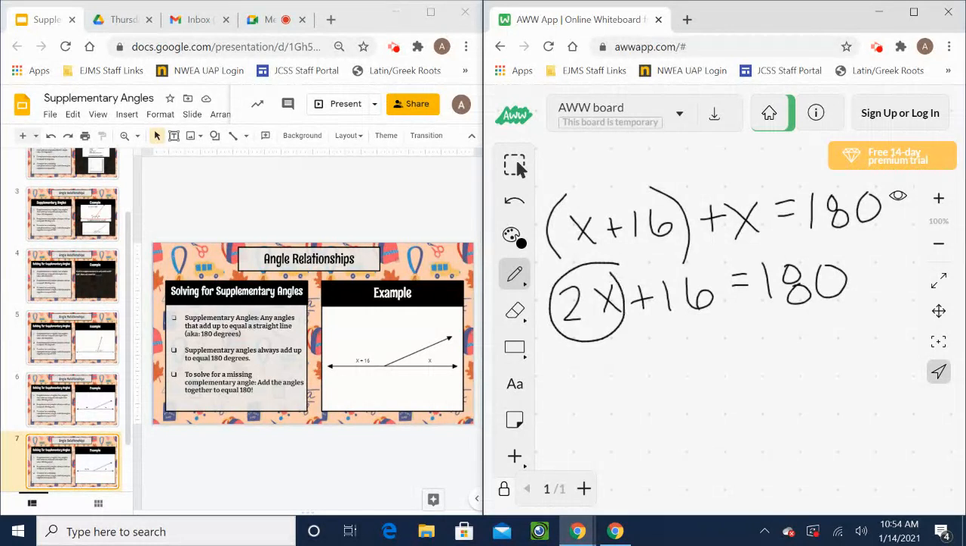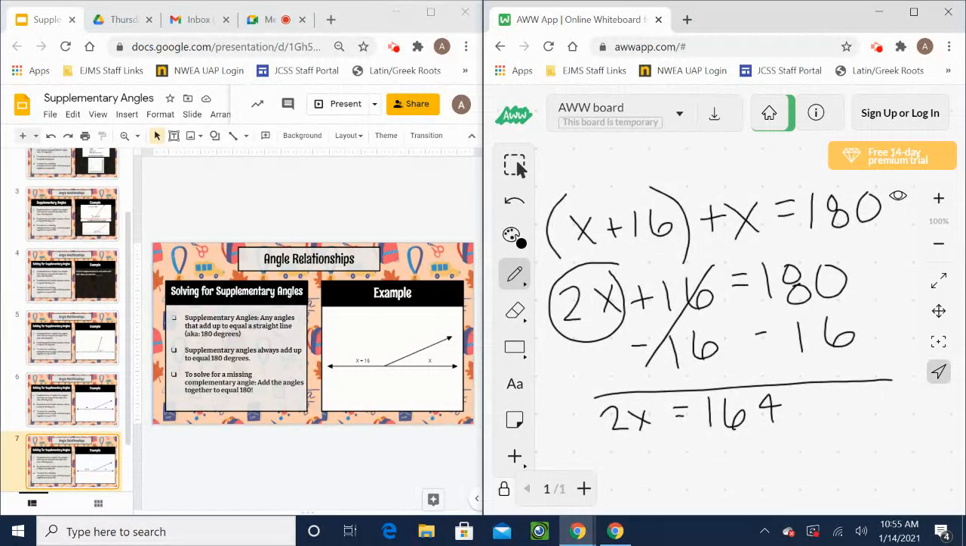Okay, remember, circle your variable. We've got plus 16, which I want to get rid of. So I need to subtract that out. Bring down your 2x. That's gone. And then type in your calculator what 180 minus 16 equals, which gives me 164. And your last step is to get x by itself. So we're going to do that by dividing out that number next to it, which is 2. And when I type that in my calculator, it gives me x equals 82 degrees.